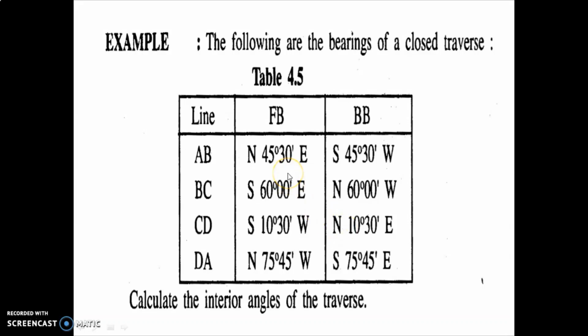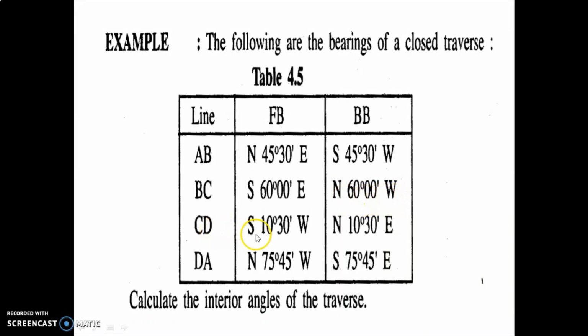Now this is the last example, because the previous 2 examples we have seen were based on the WCB system. But suppose your example is based on the quadrantal bearing system type of reading. So how will you do the calculation? You can see the following are the bearings of a closed traverse. Lines are given, fore bearing and back bearing are given. You can see here readings are given in the quadrantal bearing system. North 45 degree 30 minute east, south 45 degree 30 minute west. Okay, BC is given south 60 degree 0 minute east, north 60 degree 0 minute west.